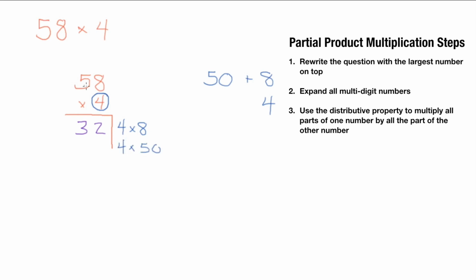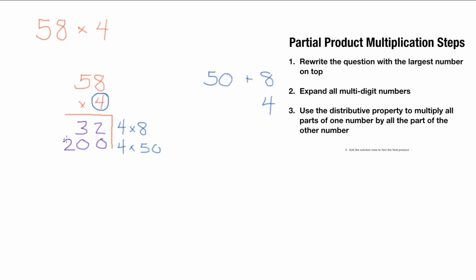Next, I'm going to multiply 4 by 50. Notice I'm multiplying 4 by 50, not 4 by 5 or 4 by 58, but 4 by 50. This is why it's important to write the numbers in expanded form off to the side. We know that 4 times 5 is 20, and since 50 is in the tens place, we add a 0 to get 200. Again, my ones, tens, and now hundreds columns line up.